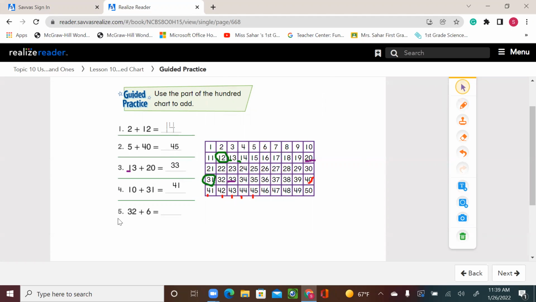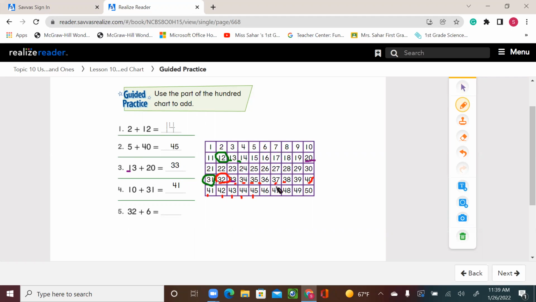Okay. Number 5, 32 plus 6. I know now. Easy. Just go. Look for your greater number. Put a circle so you know that this is where you're starting. Add 6. So we go toward the right and count 6 columns. 1, 2, 3, 4, 5, 6.